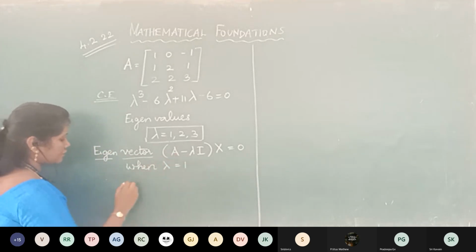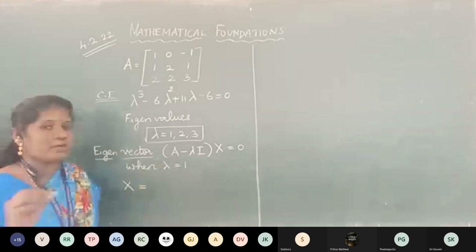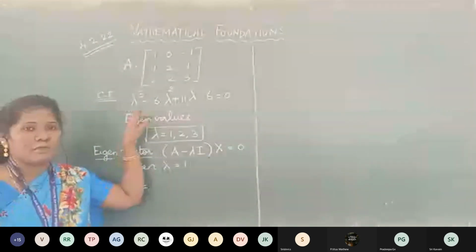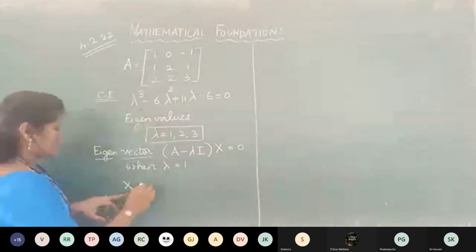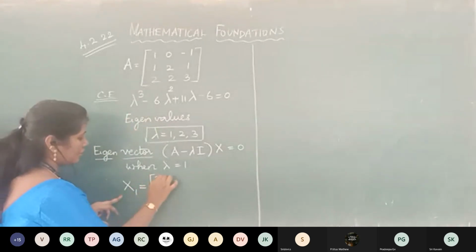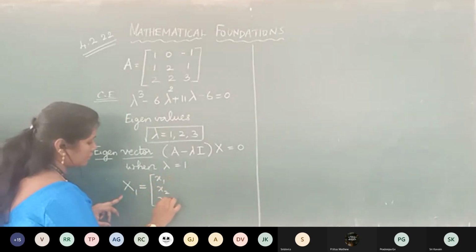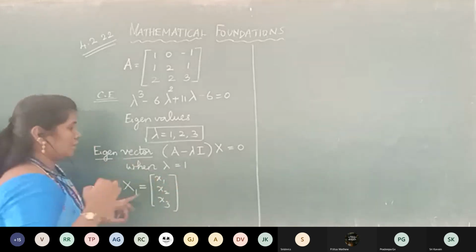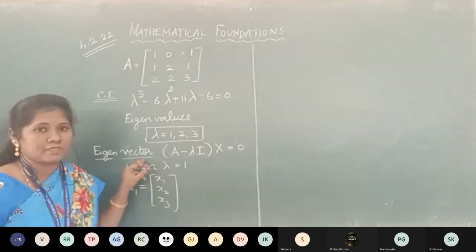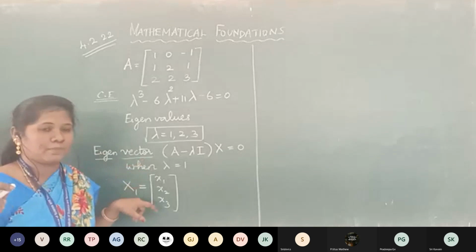And your x will be here. Since we are considering three roots, your x will be your x1, x2, and x3. Since we are taking it for the first eigenvector, I have denoted it as capital X.